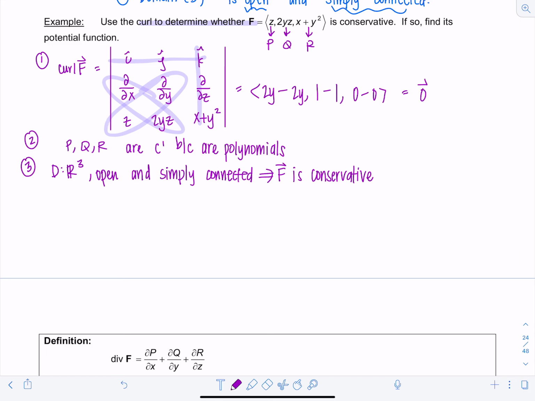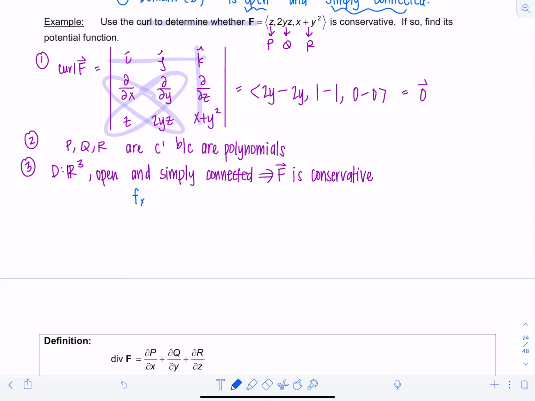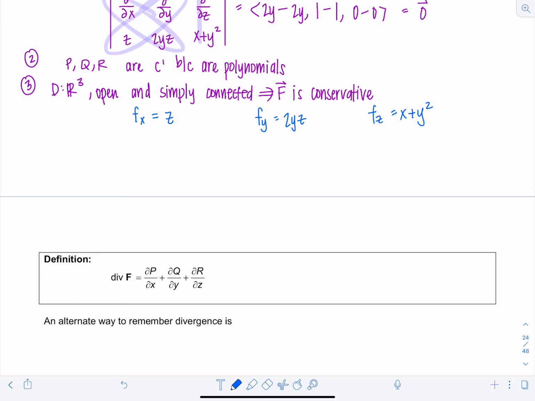All right, so now they want me to find the potential function. Well, remember, P, that's my partial with respect to x of the potential function. So that equals z. And then partial with respect to y is Q. So that's 2yz. And then the last component R is the partial derivative with respect to z of our potential function. So let's just go backwards and anti-differentiate accordingly. So if the partial with respect to x of the potential function is z, then that means f is equal to xz plus possibly some function of y and z, right? Which would just be a constant and go to 0 when I differentiate. So I'll call that g of y and z.